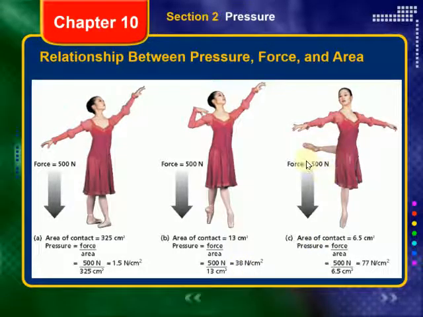And now the ballerina is going to do something that's excruciating to look at, but go up onto 1 set of tiptoes. The ballerina is still exerting a force of 500 newtons, but now the area on which it is being exerted is halved. We're down to 6.5 centimeters squared. Still 500 newtons, smaller area, so our pressure is going to go up to 77 newtons per centimeter squared.